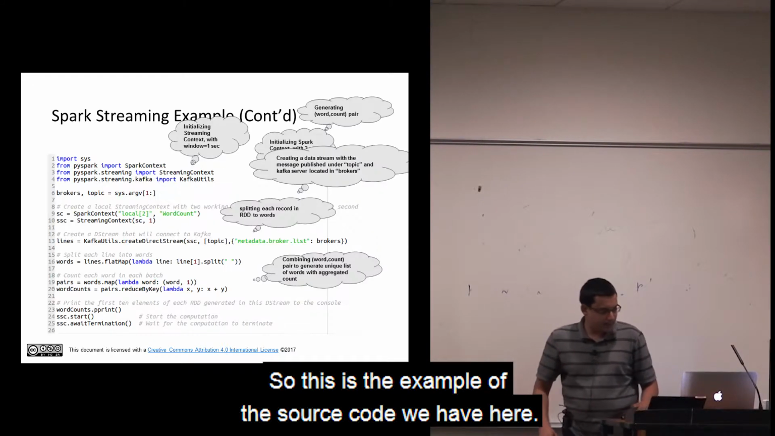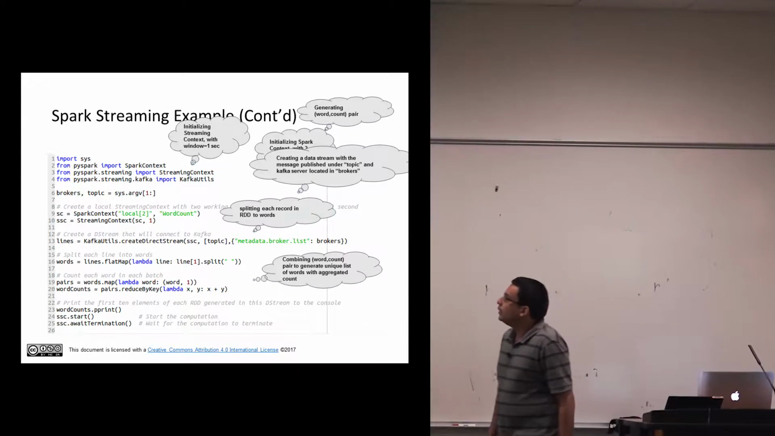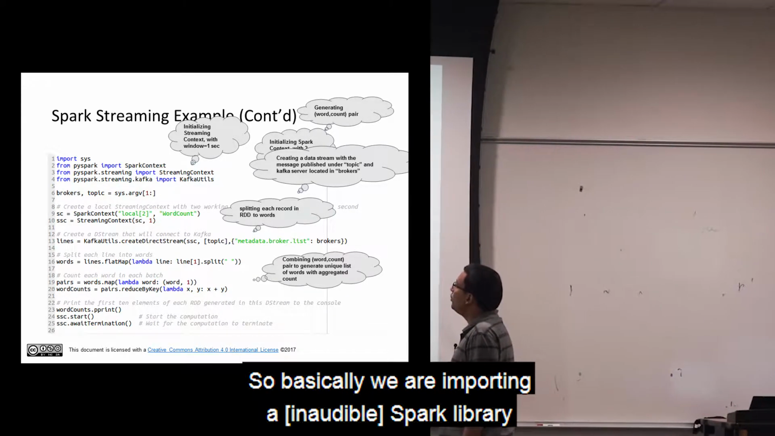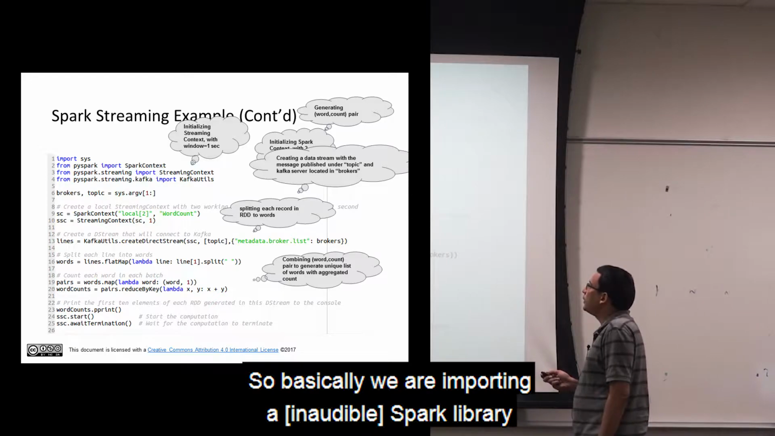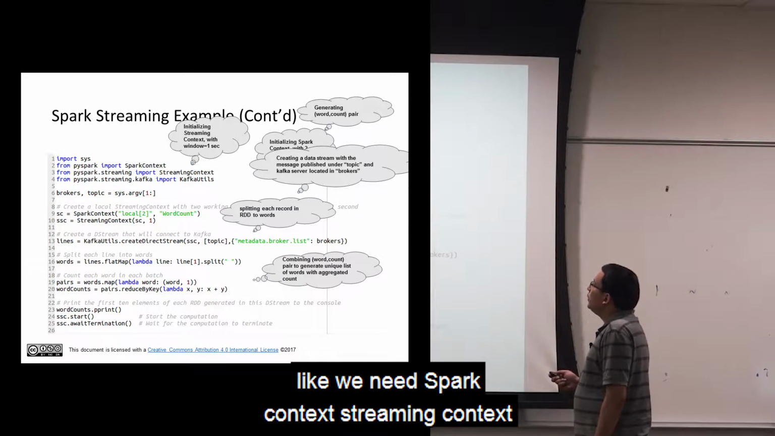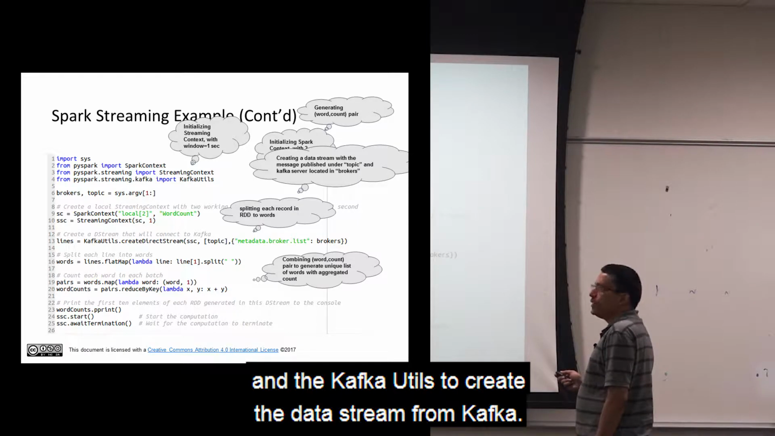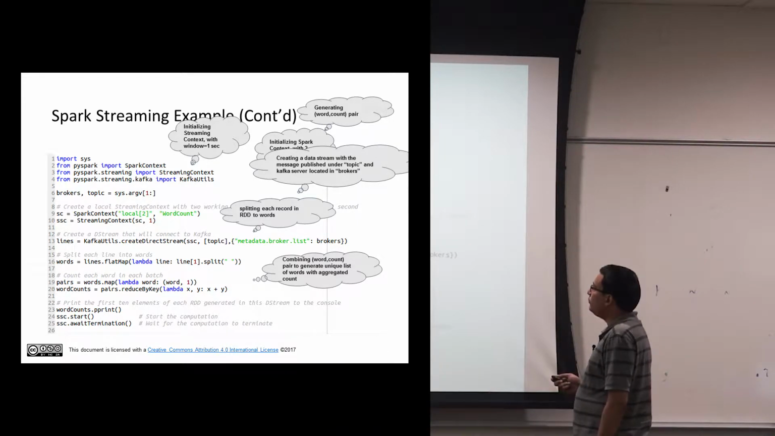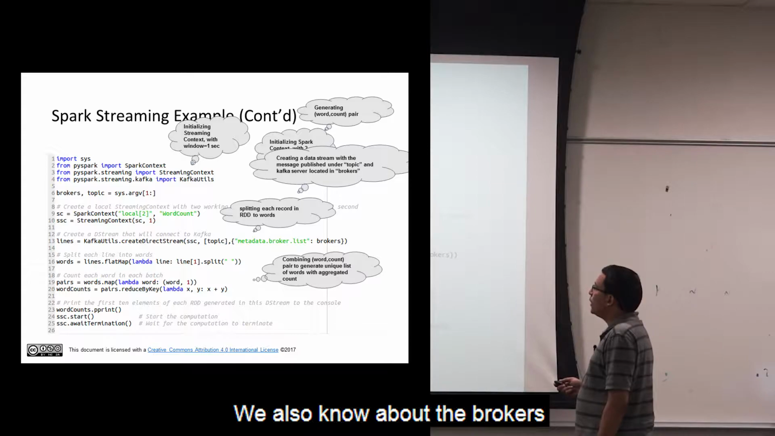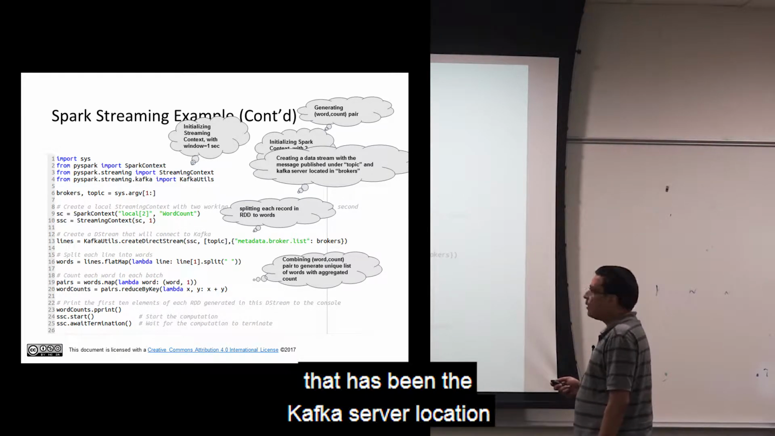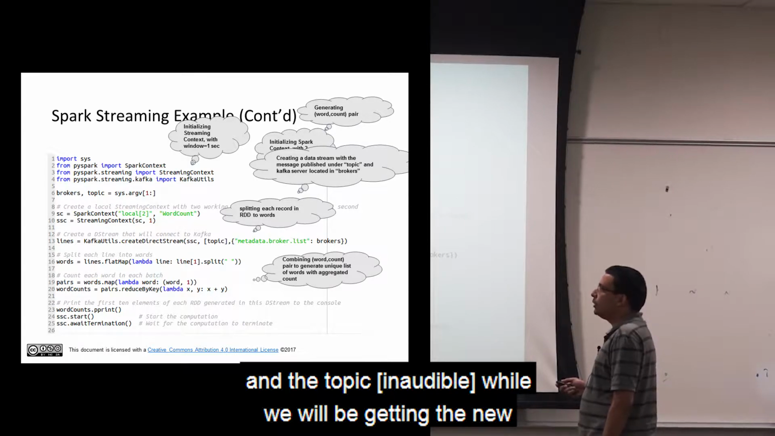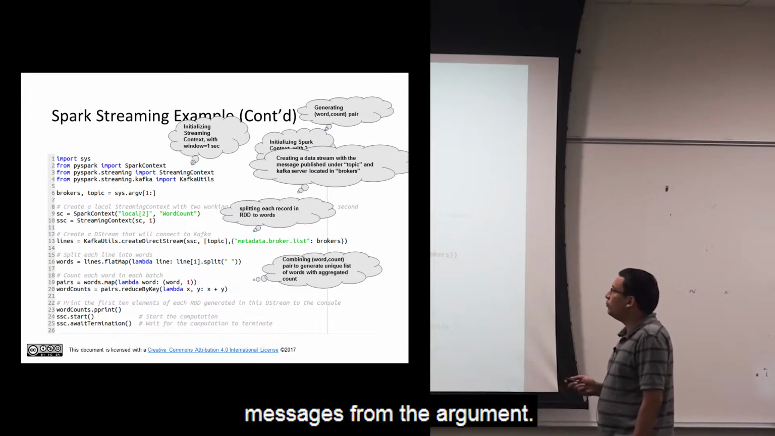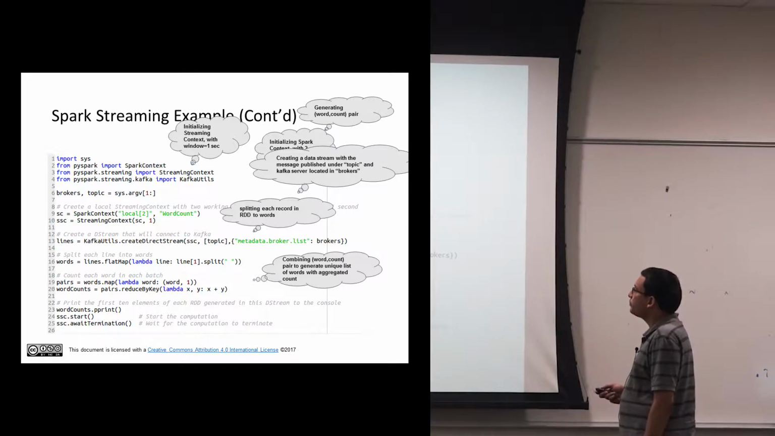So this is the example of the source code we have here. Basically we are importing the necessary Spark libraries. We will need Spark context, streaming context, and the Kafka utils to create the data stream from Kafka. We also need the brokers, which is the Kafka server location, and the topic name, where we will be getting the new messages from the articles.